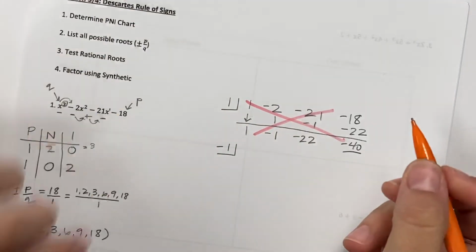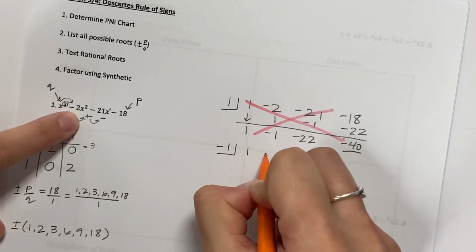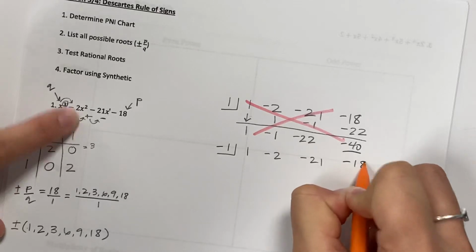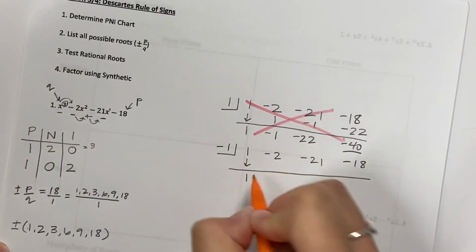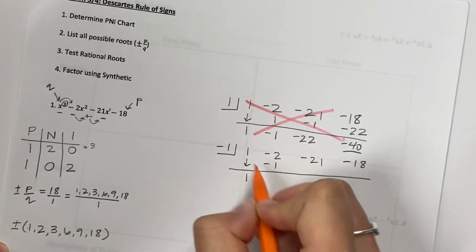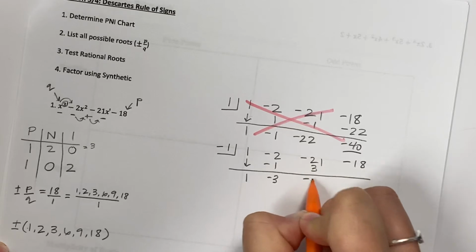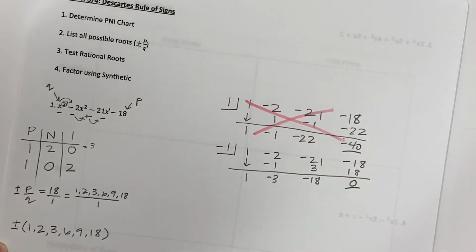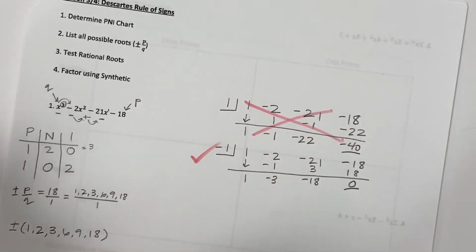So you're gonna keep going until you find one. So list your coefficients again. 1, negative 2, negative 21, negative 18. So everybody do your synthetic. It's negative 1, negative 3 times negative is positive 3. Negative times negative is positive. Oh boy, that remainder is 0. Yay! That means this one is a factor.